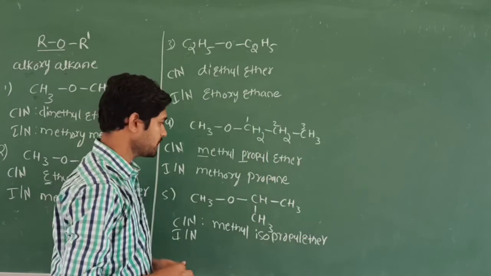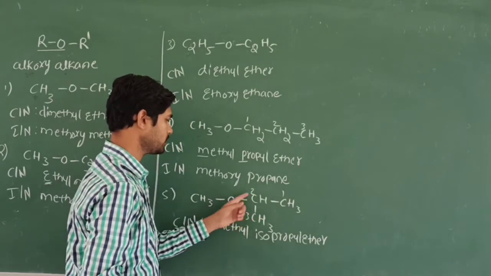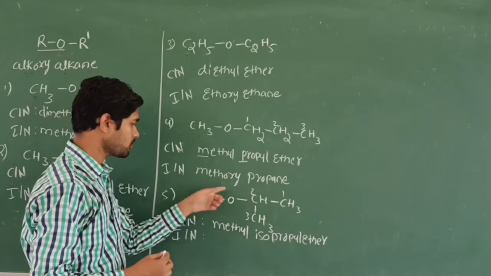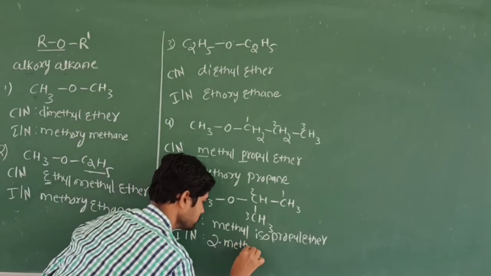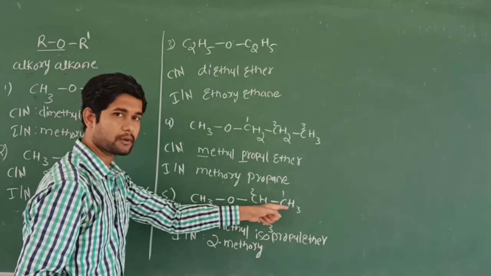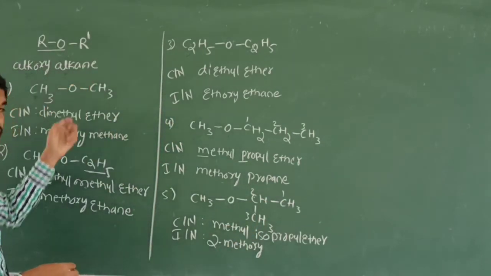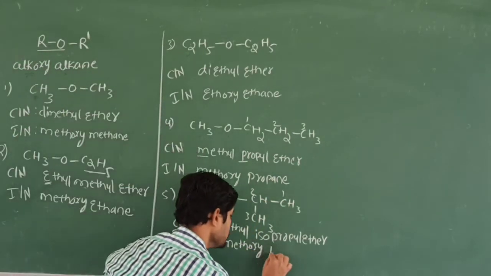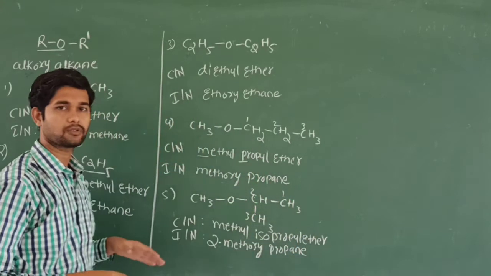When you give the IUPAC numbering, it starts from this 1, 2, 3, or from the 1, 2, 3. On the second carbon atom, the methoxy group is attached. That's why its name is called 2-methoxy. And how many carbon atoms are there in the parent chain? 1, 2, 3. In terms of the alkane, we are going to write it as 2-methoxy propane. Like this, we are going to name here.